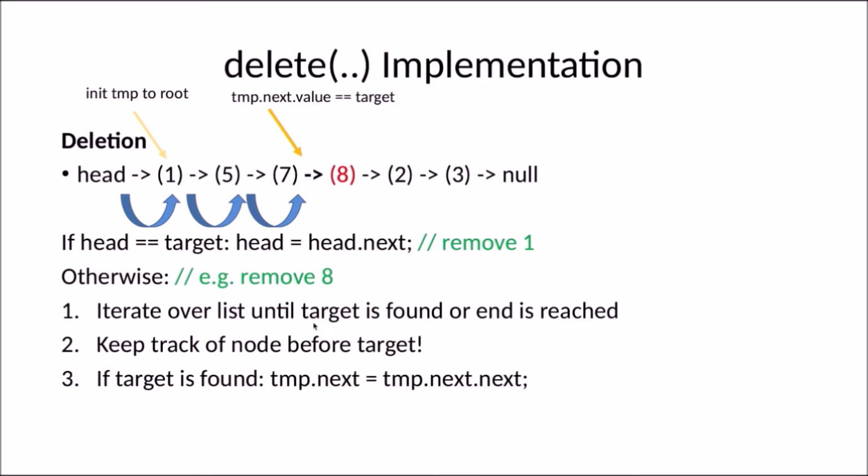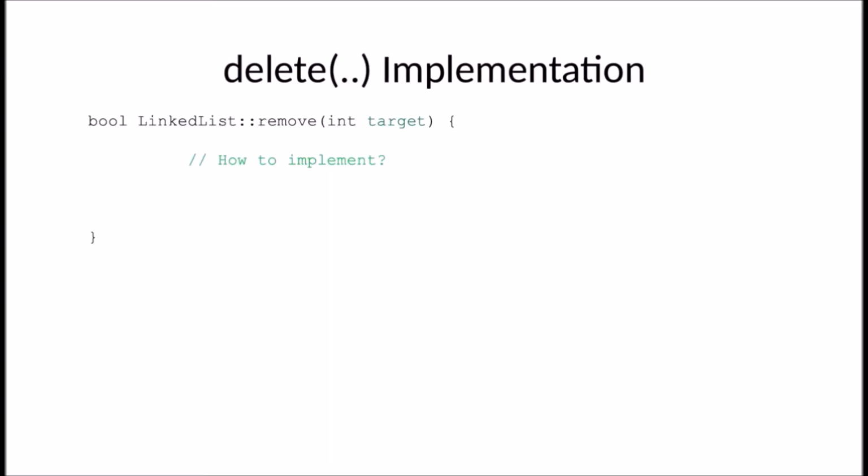What I do now is update temp.next. So note that temp still points to 7. So temp.next updates the pointer here, and I update the pointer to temp.next.next. So temp.next.next is the 2. So in this case, 7 now points to 2. Before it pointed to 8 and 8 pointed to 2. So by updating temp.next to temp.next.next, I skip 8, I removed 8 from the linked list, and I'm done. Now let's implement this.